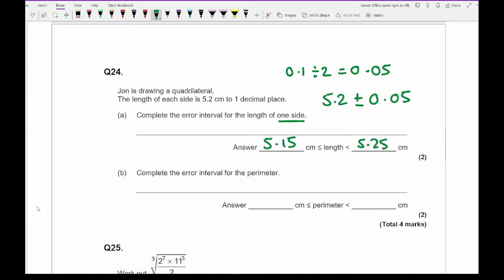It then says complete the error interval for the perimeter. Well, a quadrilateral has 4 sides. So I'm going to do the lowest length, which is 5.15 times 4. And if I type that into my calculator, 5.15 times 4 gives me an answer of 20.6. And then if I do 5.25 times 4, I should get an answer of 21.